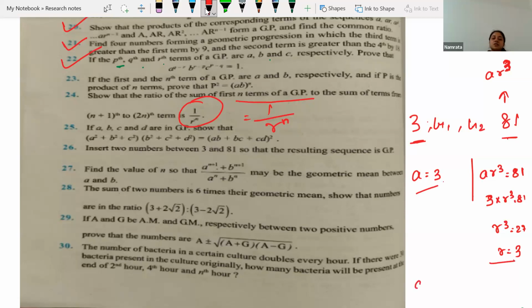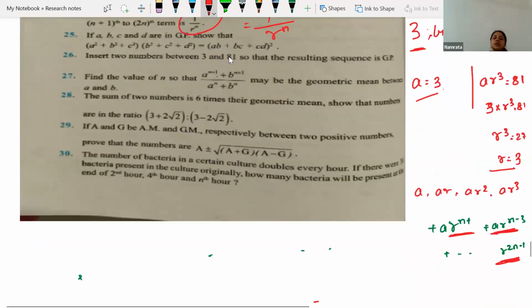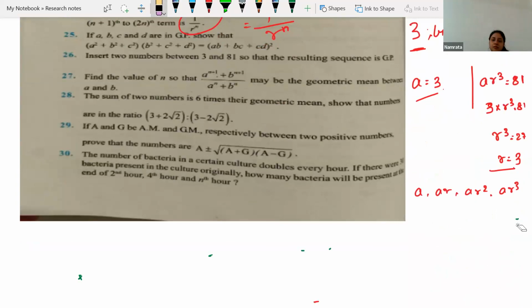We can write the sequence A, AR, AR square, AR to the power 3. A we already know. AR will be 3 into 3, AR square will be 3 into 3 square, and AR cube we already know. We just have to focus on these two numbers. This will be 9, and 9 times 3 is 27.